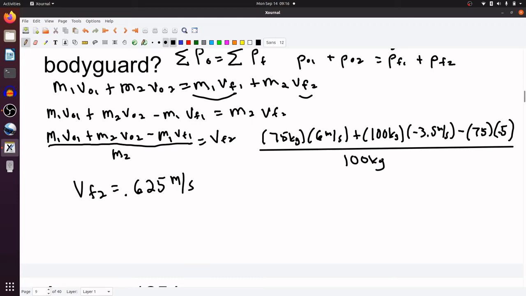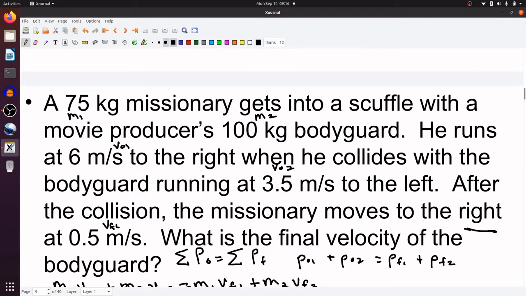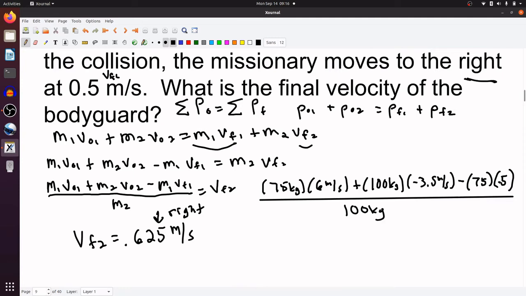More or less makes sense. It's a positive, so it implies that it's moving to the right. The Mormon missionary is definitely smaller. It's at 75 kilograms, but it was moving quite a bit faster. And so basically he overpowers the bodyguard, because we know this because the velocity of the bodyguard ends up reversing direction. And because it reverses direction, well, he ends up losing.